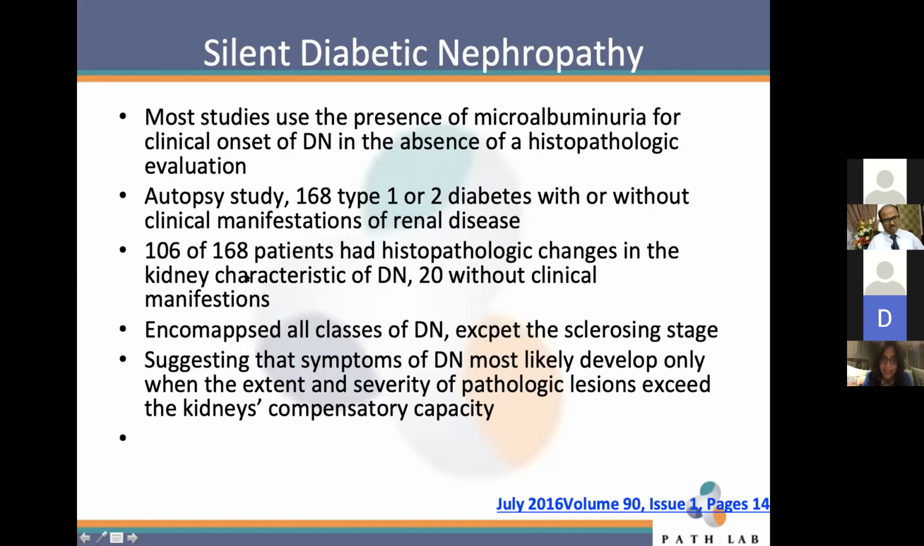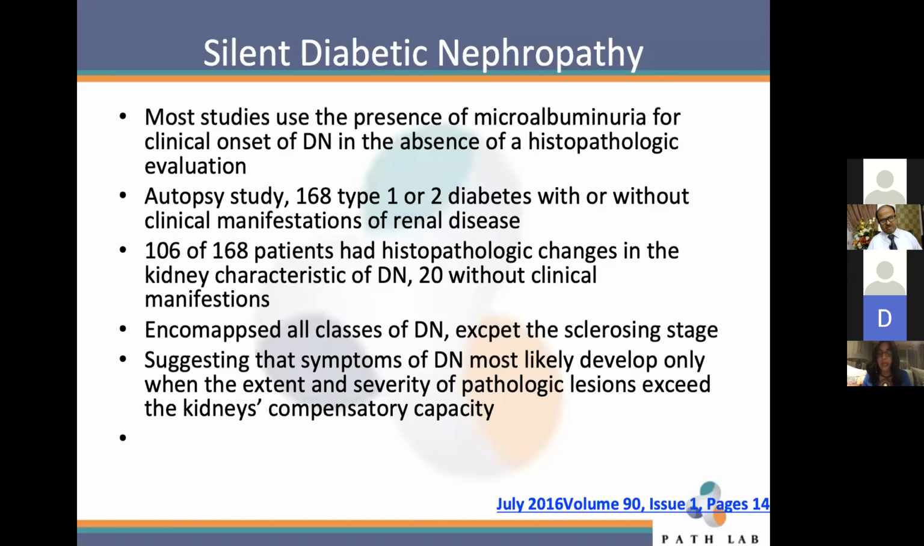106 of the 168 patients had histopathological changes in the kidney, characteristic of what we consider diabetic nephropathy. 20 of these patients had no clinical manifestations at all, had absolutely no microalbuminuria. The histopathological changes they have seen encompassed all classes of diabetic nephropathy except the sclerosing stage, except the last stage, because of course this is going to affect the renal function. And this study strongly suggested that symptoms of diabetic nephropathy most likely develop only when the extent and severity of the pathologic lesions exceeds the kidney's compensatory capacity.